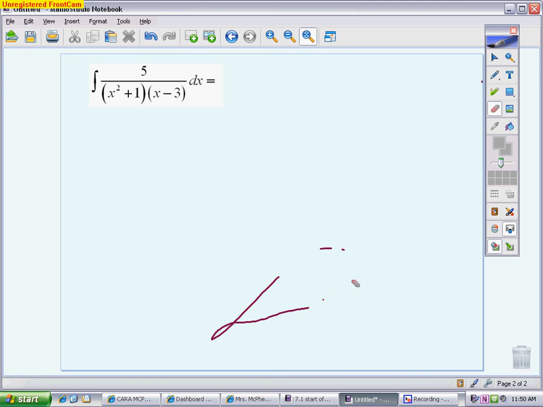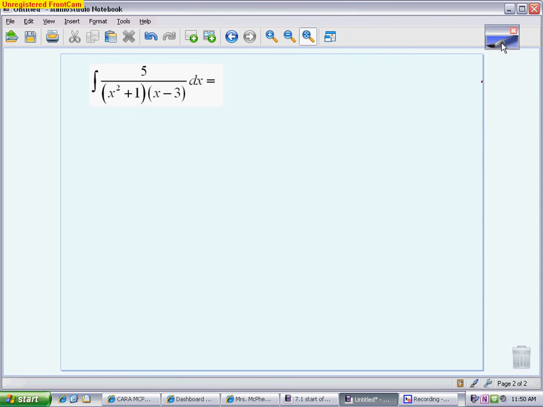This one I would call kind of a level 2 difficulty. This is definitely a much more challenging problem for a couple reasons. The main reason, what you might notice right away, is it has a factor that is not linear, the x squared plus 1. In addition, it's going to take a little more work to find your unknowns.